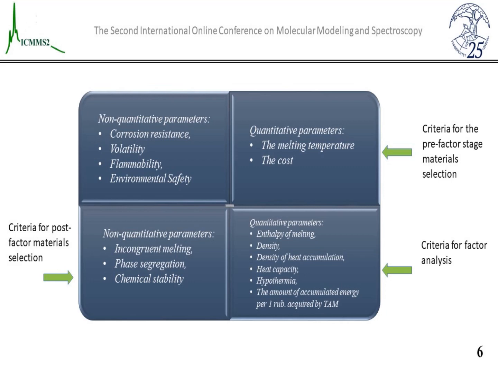environmental safety, corrosion resistance, toxicity, volatility. Quantitative criteria: melting point, cost. On their basis, salt hydrates are selected that are safe for use, cheap, and have a phase transition in the temperature range from 0 to 100 degrees Celsius. The remaining non-quantitative parameters are removable at the next stage of material analysis and improvement and are considered at the factor analysis stage and material post-factor selection.